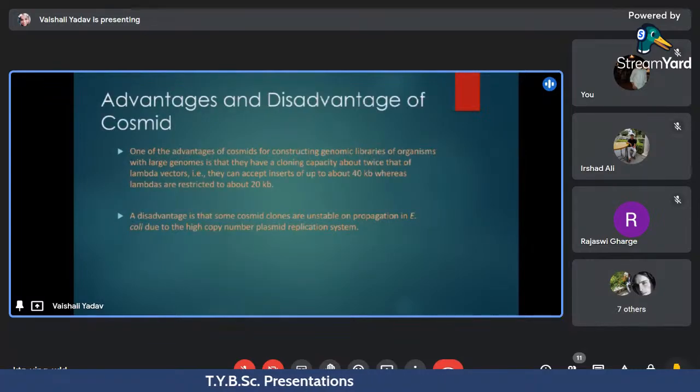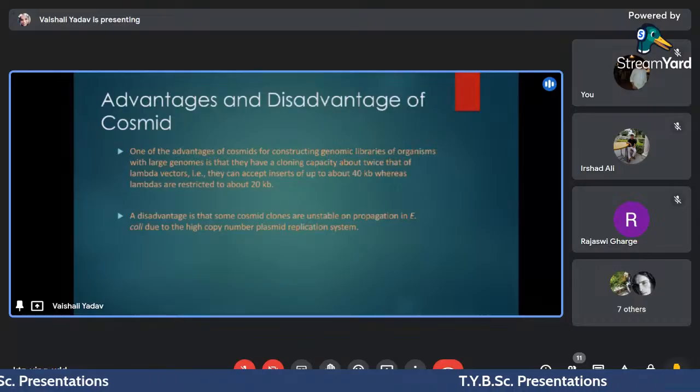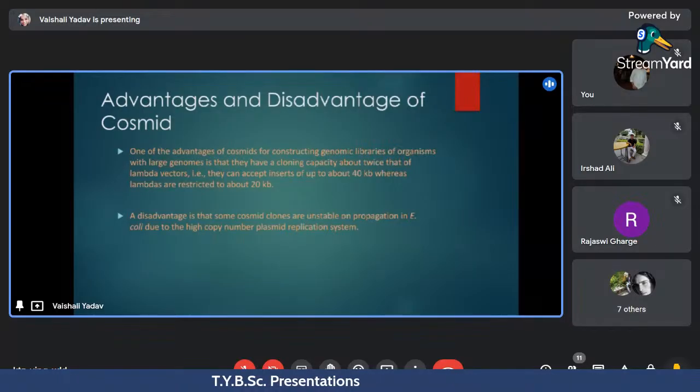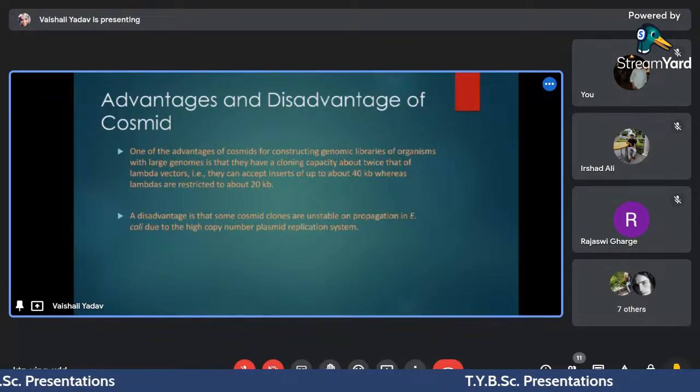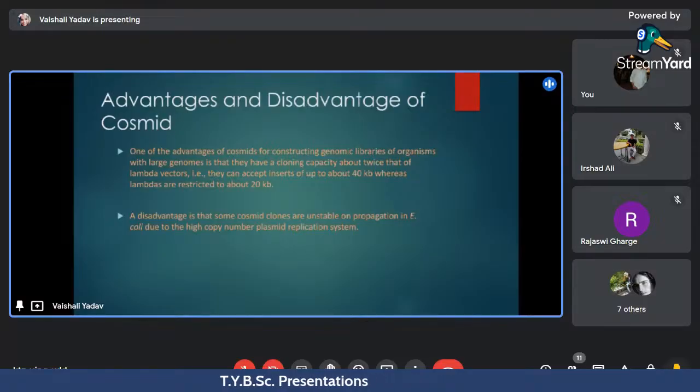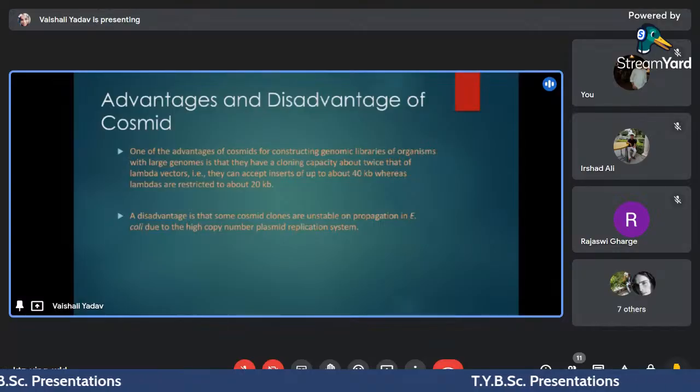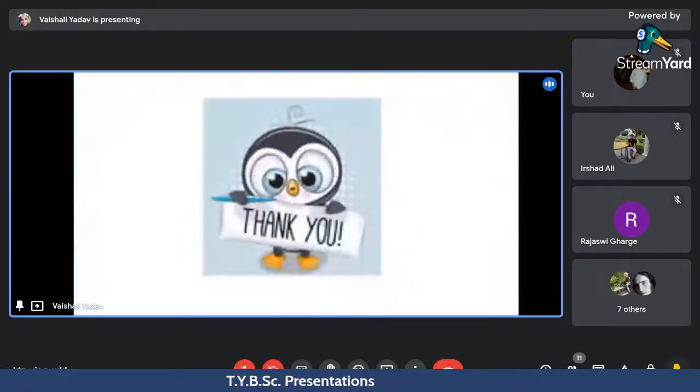Here are the advantages and disadvantages of cosmid. One of the advantages of cosmid for the construction of genomic libraries for organisms with a large genome is that they have a cloning capacity about twice that of lambda vectors. The disadvantage is that some cosmid clones are unstable on propagation in E. coli due to the high copy number plasmid replication system. Here are the references. Thank you.